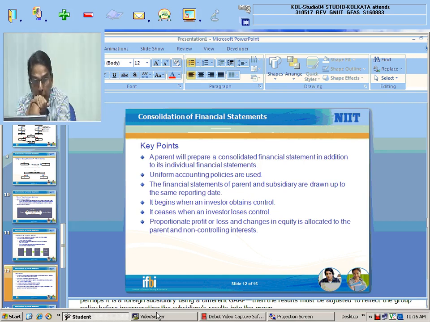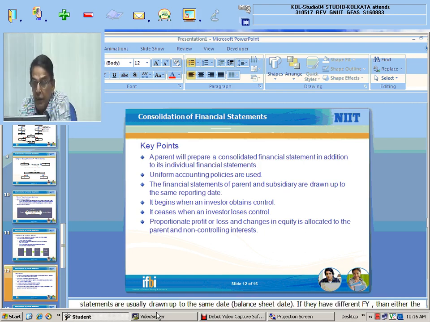It is possible. The financial statements of the parents and the subsidiaries used in the preparation of the consolidated financial statements are normally drawn up to the same balance sheet date. If they have a different financial year, then either the subsidiary must prepare special statements as at the same date as the group.